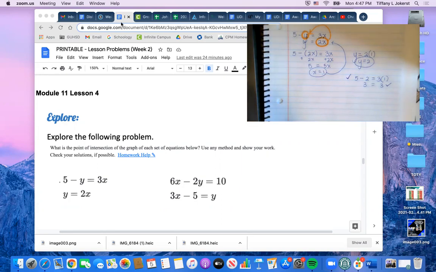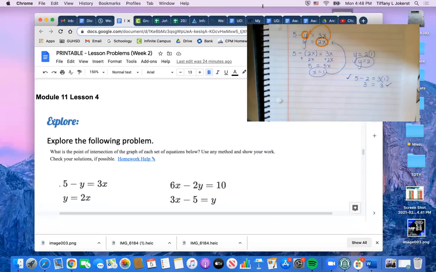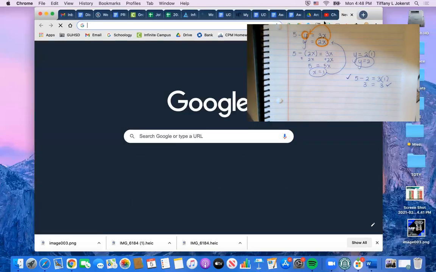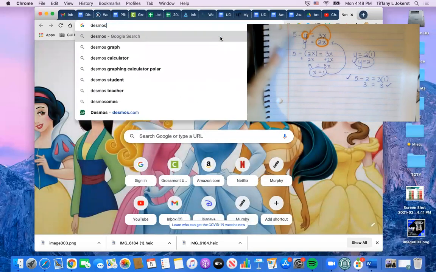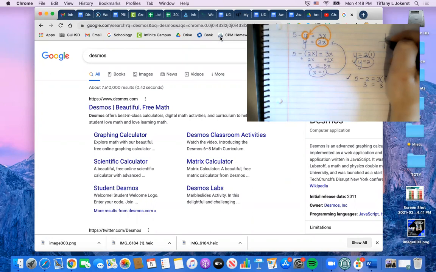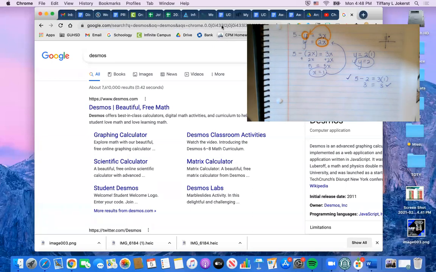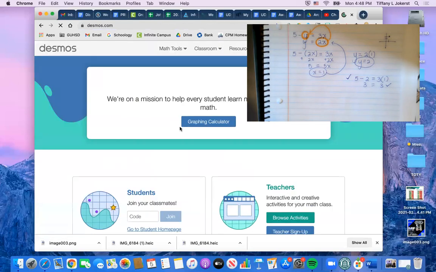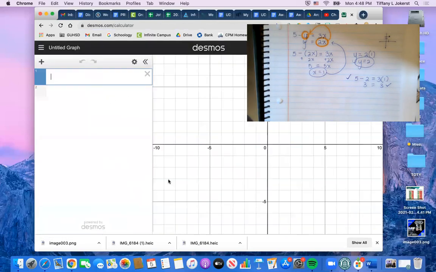I'm going to show that to you in Desmos as well, just because it's always good to see what that actually looks like visually. So I'm going to quickly do this one in Desmos so that it all comes full circle. These should intersect at the point x equals 1, y equals 2. These two graphs of these lines should intersect there. Okay, so let's look at Desmos really quick, graphing calculator.